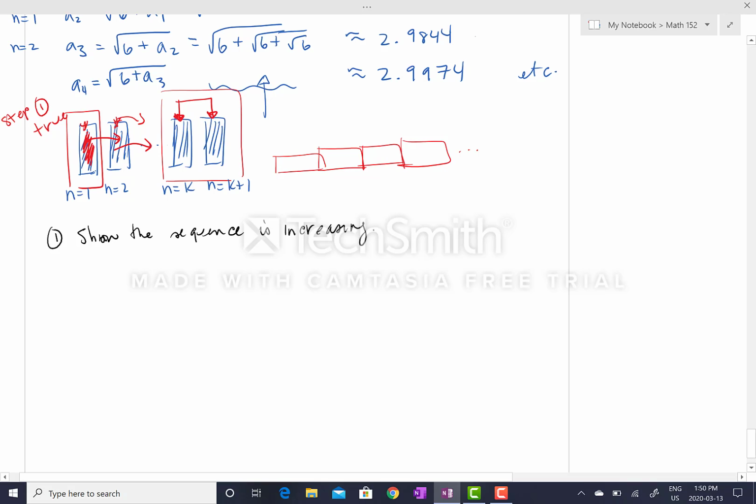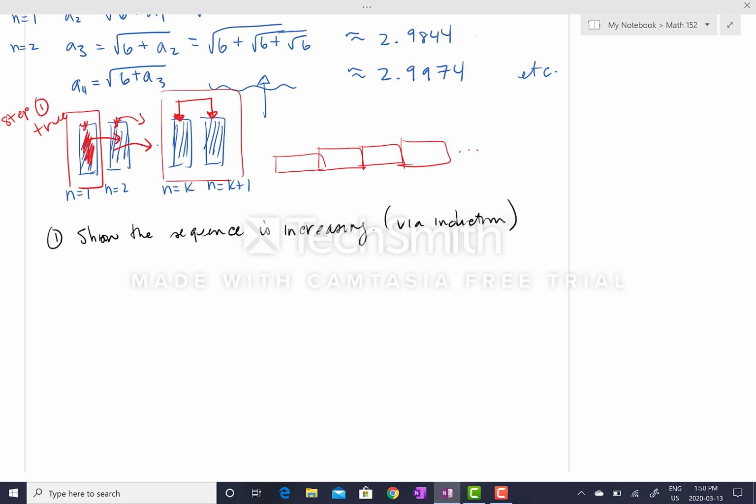That's what I'm going to do by induction. This is via induction. My method here is to show the sequence is increasing, and then show that it's bounded, and then I'm guaranteed that there's a limit. So the first thing to do is to show that it's increasing. I'm going to do that by induction.